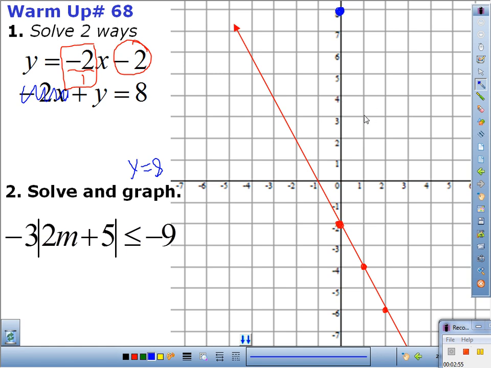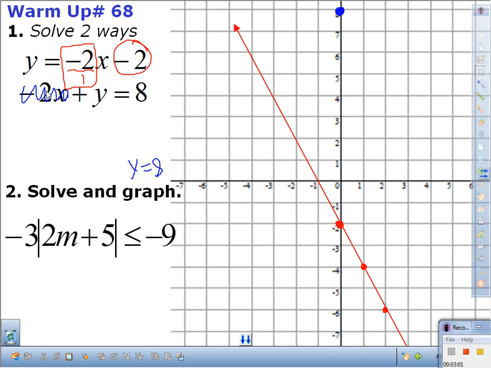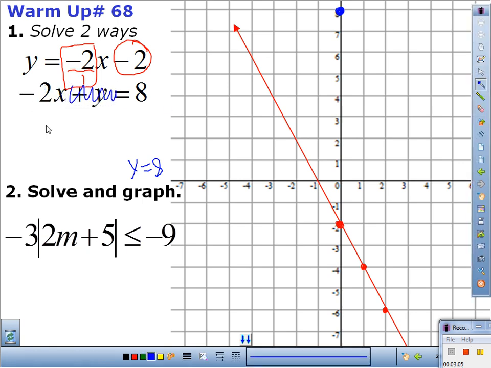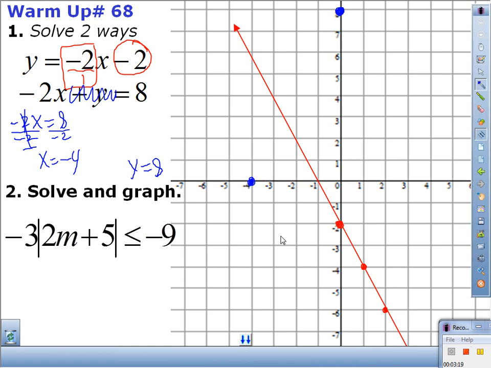Okay, there it is. Next, instead of covering the x, now we're going to cover what? The y. And what do you see? We see -2x equals 8. Divide by -2. And we're left with x equals -4. And that goes right there. And that's all we need to graph using a different method of graphing.